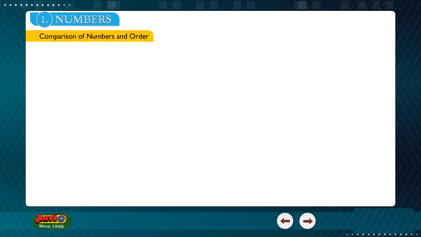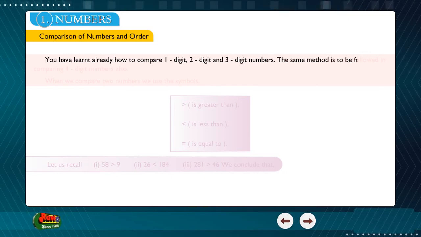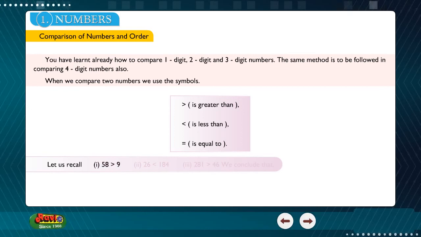Comparison of numbers and order. You have learnt already how to compare 1 digit, 2 digit and 3 digit numbers. The same method is to be followed in comparing 4-digit numbers also. When we compare two numbers, we use the symbols is greater than, is less than, is equal to. Let us recall 1. 58 is greater than 9. 2. 26 is less than 184.